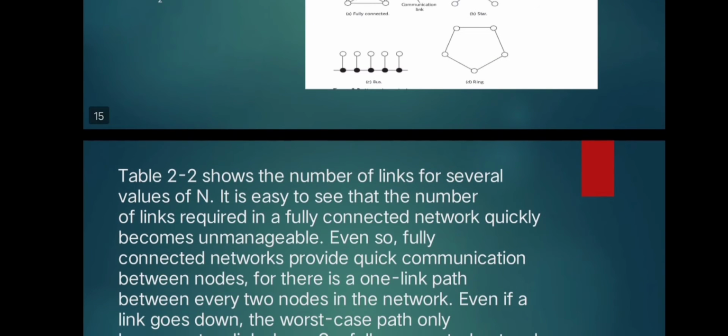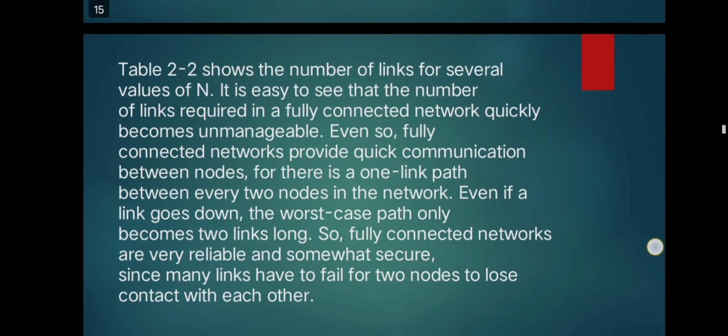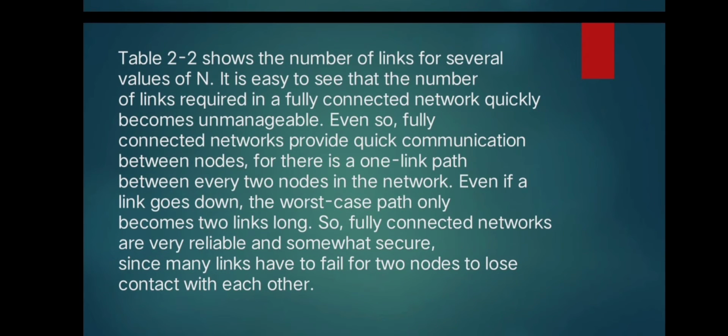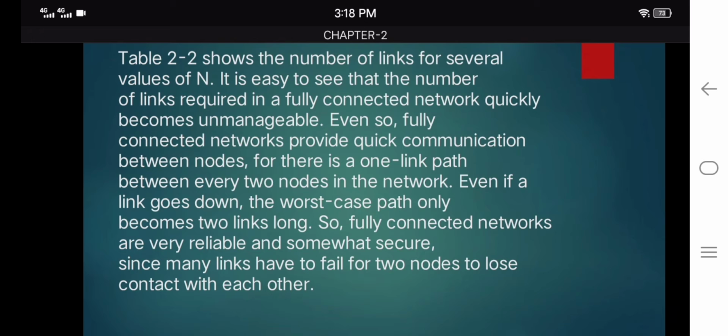So this is the example of a fully connected network. Table 2.2 shows the number of links for several values of n. It is easy to see that the number of links required in a fully connected network quickly becomes unmanageable.